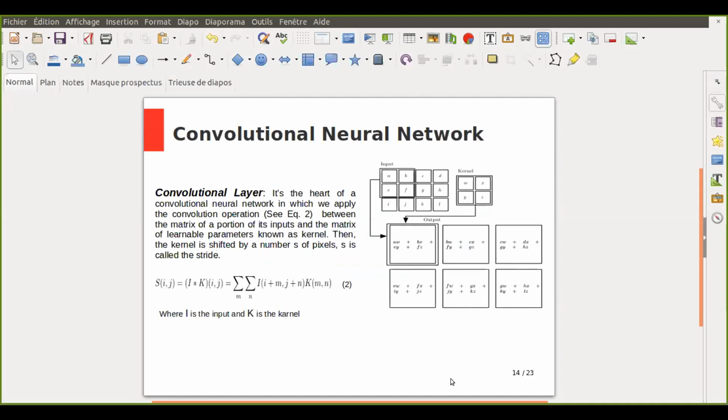A convolutional layer is the heart of a convolutional neural network, which allows it to learn linear features. As its name indicates, this type of layer uses the mathematical discrete convolution operation, which is defined by equation 2. The right figure illustrates how this operation works.